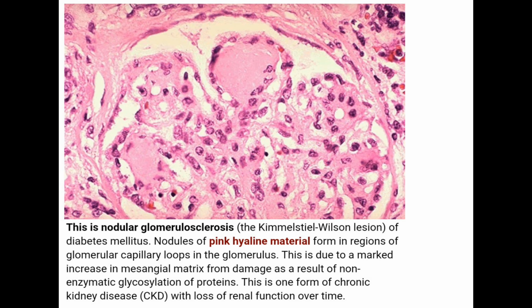Then this is nodular glomerulosclerosis. These nodules are present in the glomeruli. Nodules are due to diabetes mellitus. Pink hyaline material is deposited in the glomerular capillary loops in diabetes, and these are known as Kimmelstiel-Wilson lesions. This is due to a marked increase in mesangial matrix as a result of non-enzymatic glycosylation of protein. This is one form of chronic kidney disease. So the classical lesions seen in diabetes mellitus CKD are Kimmelstiel-Wilson nodules.